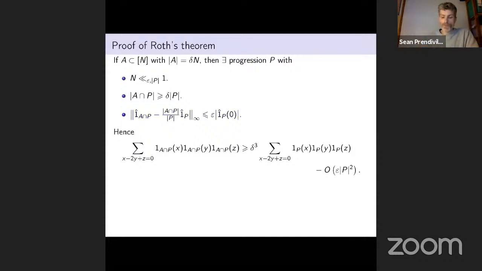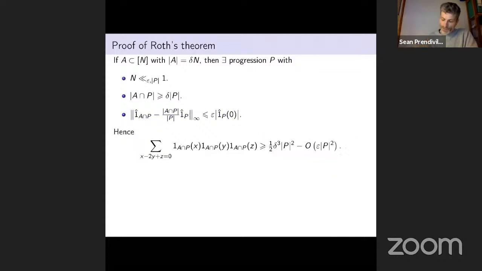Now we use the fact that with this notion of local Fourier uniformity, we've got an asymptotic formula for the number of solutions in our set intersected with this progression. It's equal to the number of solutions to our equation in the progression times the density of our set on the progression cubed. Well, that's at least delta cubed, because the density of our set on the progression is at least delta. And we've got this error term, epsilon times p squared. We've calculated this main term. It's the length of the progression squared times a factor of a half.